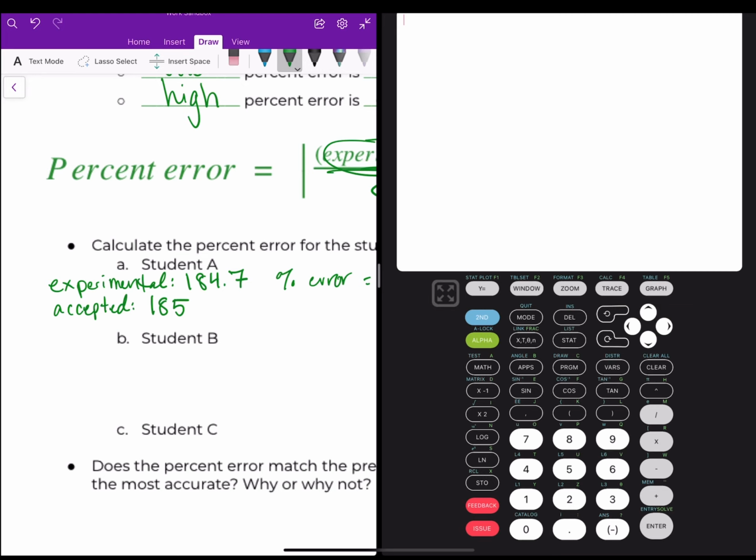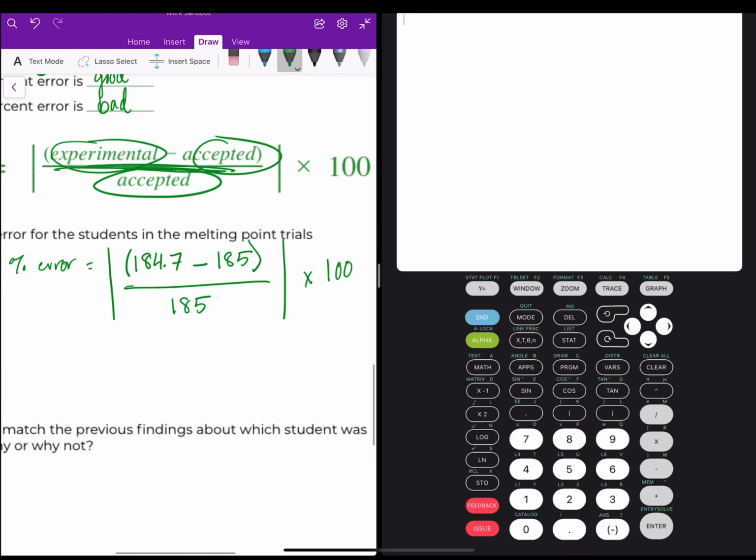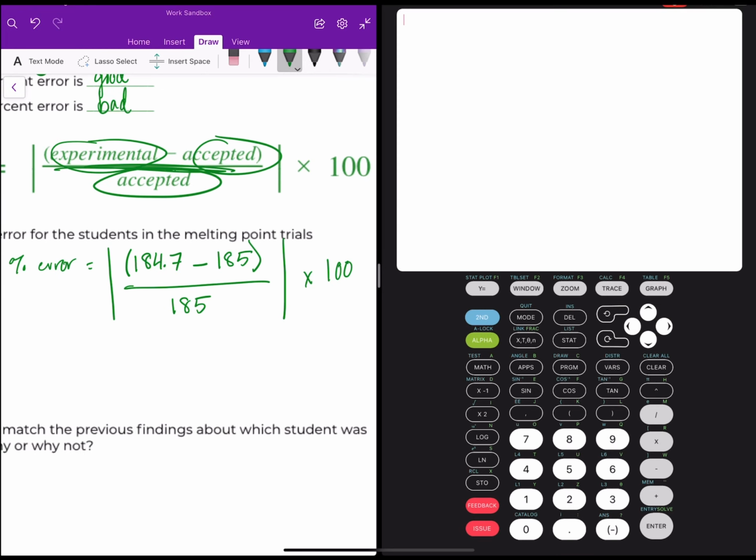And let's put this into our calculator. We're not going to use absolute value in this calculator. If your calculator has absolute value, awesome, go for it. We're going to talk about how to solve this without it. So we have parentheses, 184.7 minus 185, close parentheses, divided by 185. So this is our first step. When we put that in our calculator, we get a long number.